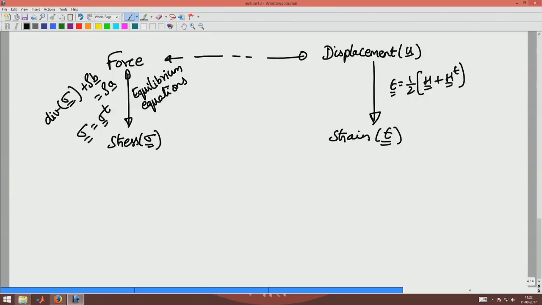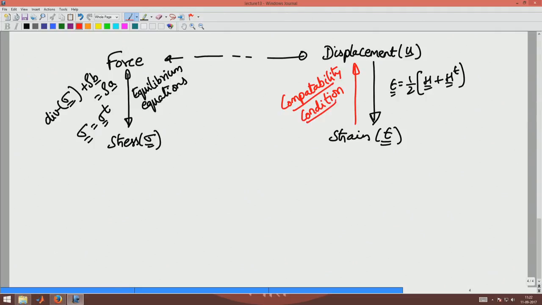Now, what you are going to see is the equation that connects the strain to the displacement, that is the compatibility condition. This is what we are going to look at now.